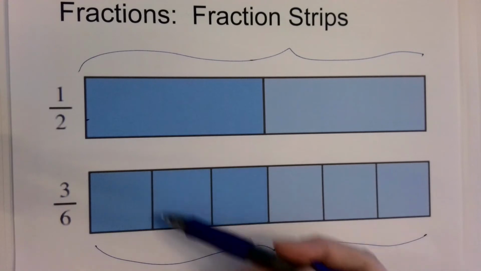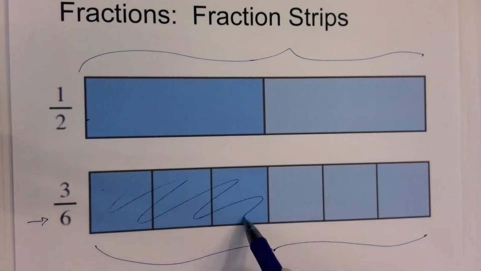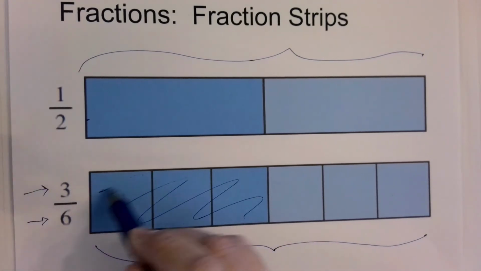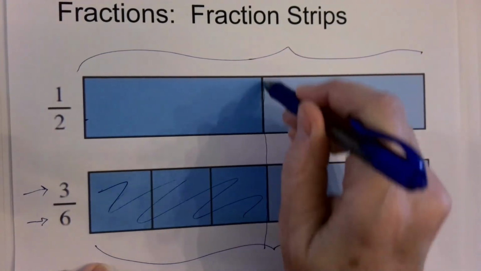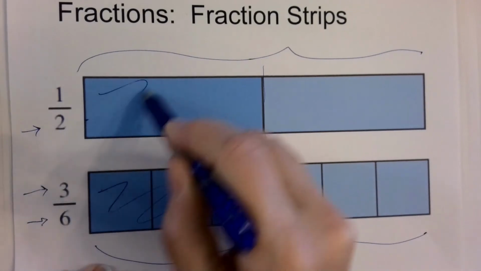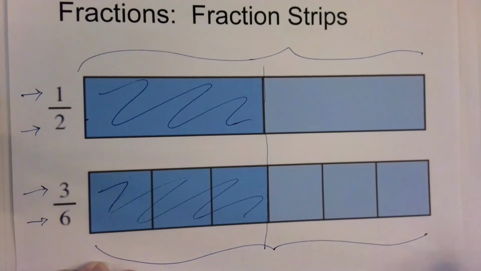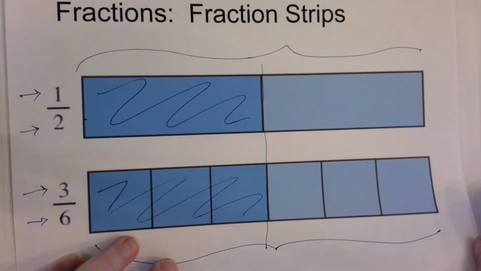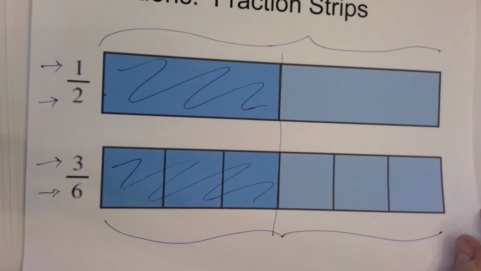I've divided it into 6 equal pieces. That goes on the bottom. And then I colored 3 of them dark blue. 3 goes on top. But look, it's the same length as if I cut that strip in half, 2 pieces, and colored half of it dark blue. That's a way to show students that 1/2 and 3/6 are equal fractions. Very same fraction, just written with different denominators.